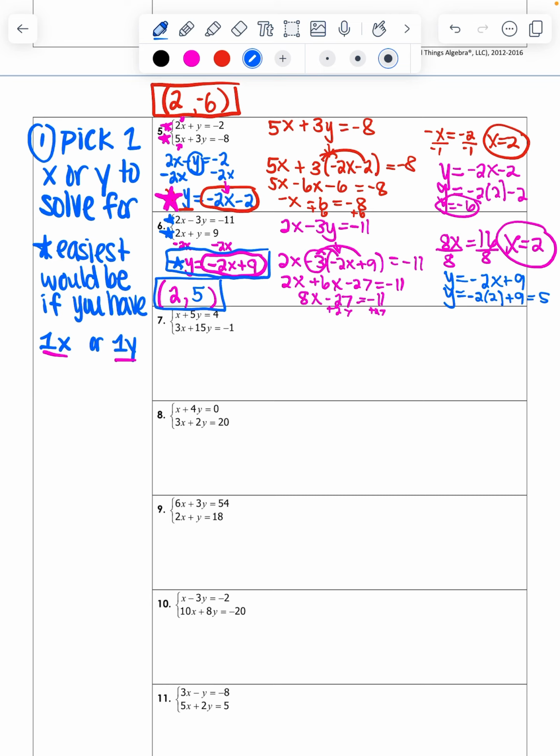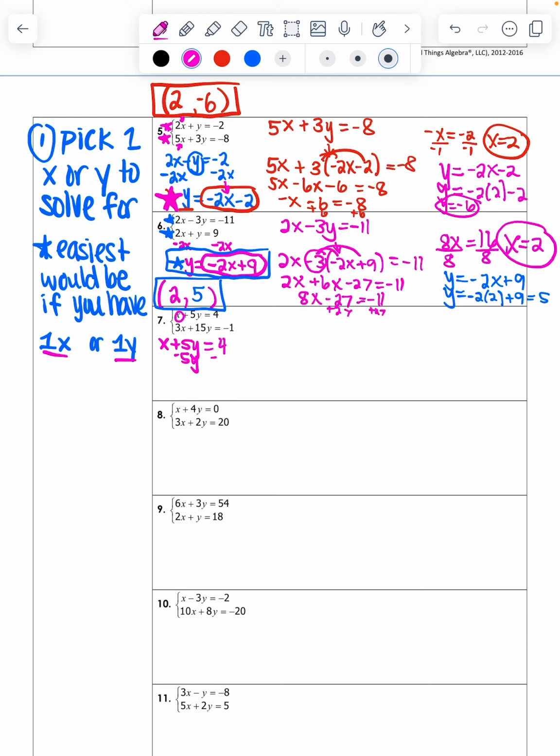We're going to do one more together, and the last one, number 7, x plus 5y equals 4, and 3x plus 15y equals negative 1. We have choices. We can either solve for this x, this y, this x, or this y. But the easiest would be any of those options where we have a single x or a single y. So looking at the options, definitely this x right here is going to be the easiest because all I'd have to do is just subtract the 5y, and then I have x by itself. So I'm going to take x plus 5y equals 4 and solve it for x.